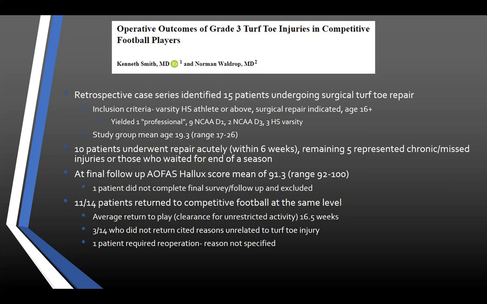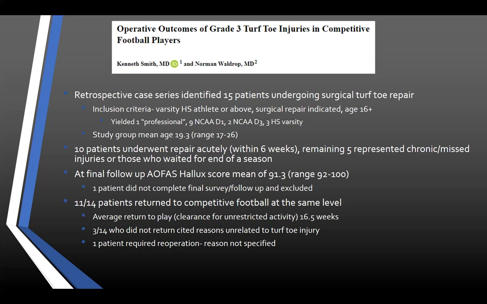So in another case study, this one targeted specifically at elite athletes, was a study in 2018 that came out of the University of Alabama and the American Sports Medicine Institute down there. In this retrospective case series, they identified 15 patients who had surgical intervention for their turf toe. In order to be included in their case series, you had to have a grade 3 injury and had to have been playing football at least at a high school varsity level or higher to be included in the study.